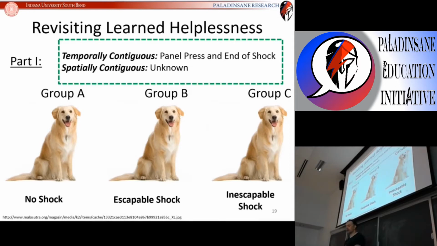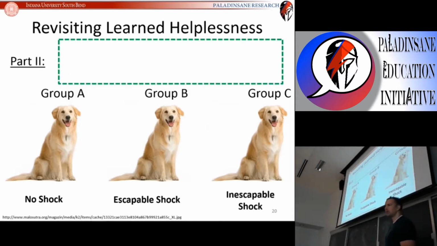So if that panel was right at the floor, the dogs would probably learn the association in fewer trials. And if that panel was pressed and then 5 seconds later the shock turned off, the dogs would take more trials in order to learn to press that panel because of the decrease in temporal contiguity with that 5-second delay.